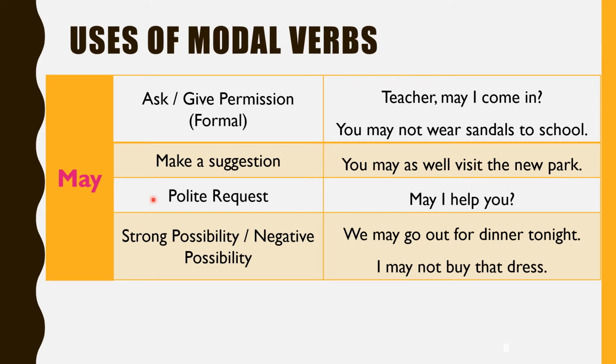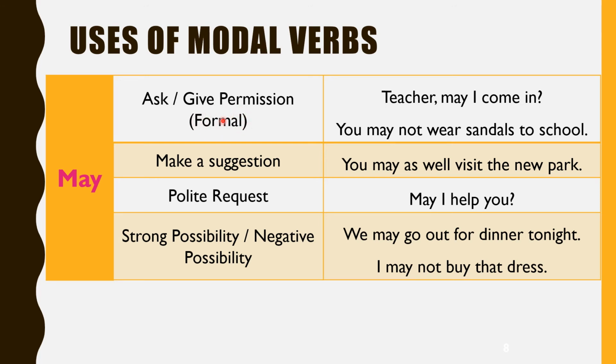Third, polite request. Fourth, possibility or negative possibility. So possibility comes continuously in the third row. For possibility, can, could, as well as may can be used. These three modal verbs can be used for possibility and negative possibility. We have to look at the context of the sentence to apply which modal verb will be suitable for the particular sentence.